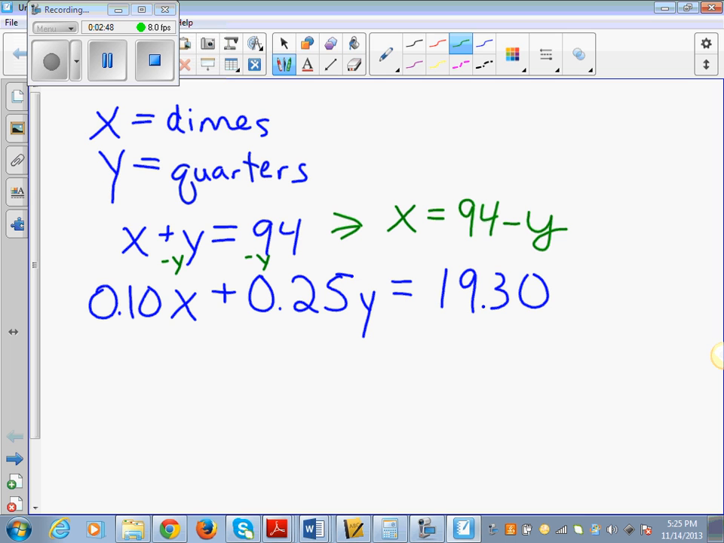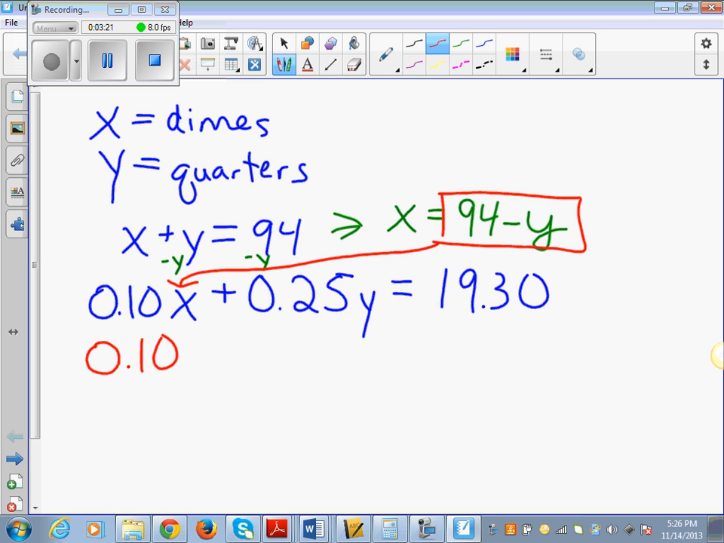So if x is equal to 94 minus y, what substitution tells us is that if these are equal, which they are, that means that we could substitute or replace x with 94 minus y. So that's exactly what we're going to do. We're going to take this 94 minus y and replace x by the 94 minus y here in our second equation. So in our second equation, we have 0.10, it used to be x, but now instead of multiplying by x, we're going to multiply by 94 minus y.